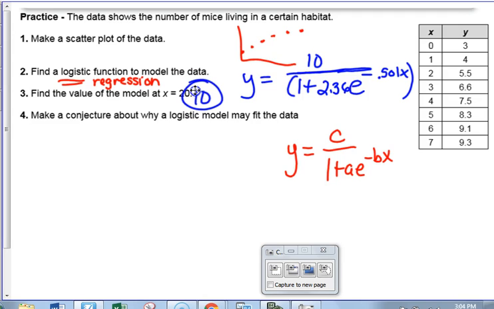What were we talking about in this question? Did anybody actually read the question? I did not read it to you. Mice in a certain habitat. And it didn't tell us what this was, years, months, whatever, okay? But after 10 or 20 whatevers, months or something, it's reached the maximum of 10 that this little habitat will support. So why is the logistic model good here?